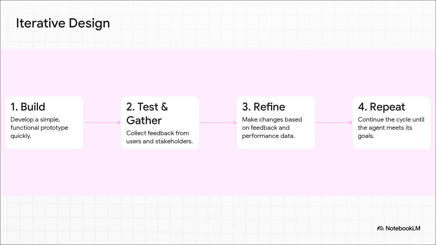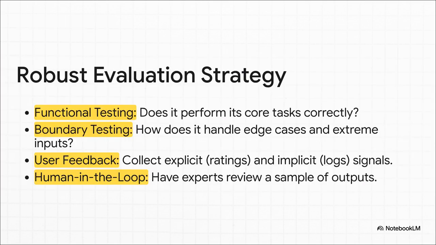They evolve. The best practice is this continuous iterative loop. You build a simple version, you test it with real users, you gather that feedback, you refine it based on what you learned, and then you just repeat the cycle, making the agent smarter and more reliable with every single pass. Now, a huge part of that loop is a robust testing strategy.